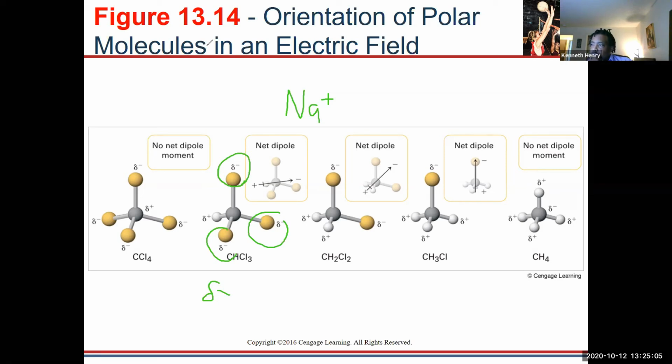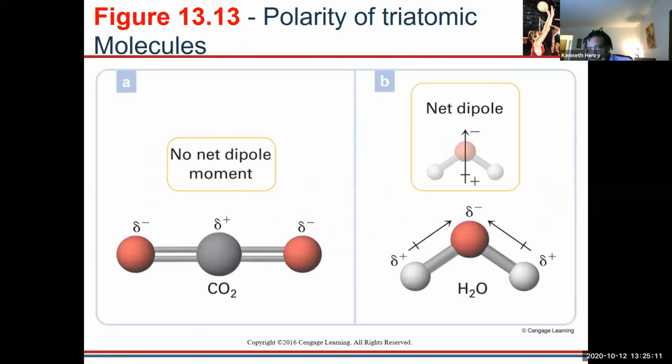Okay. Any other questions before we move on? Good. Okay, so what about these cases? Here we have carbon dioxide.